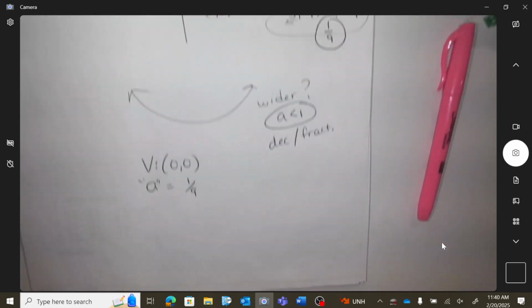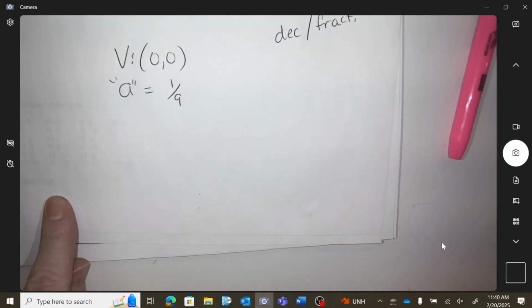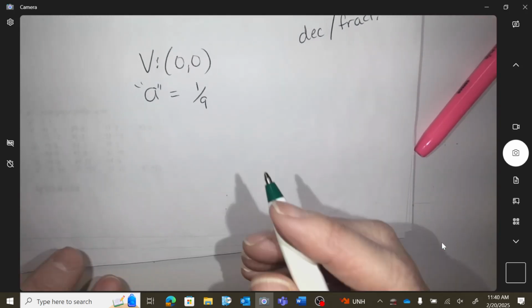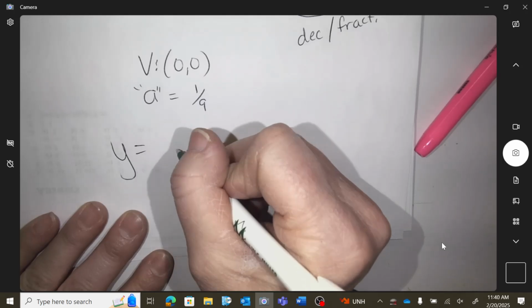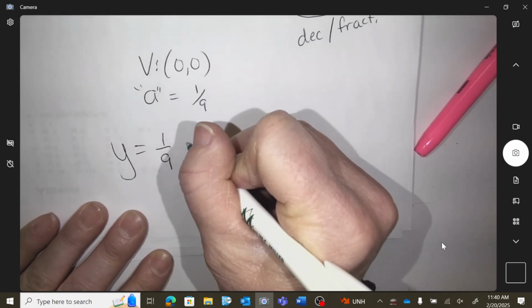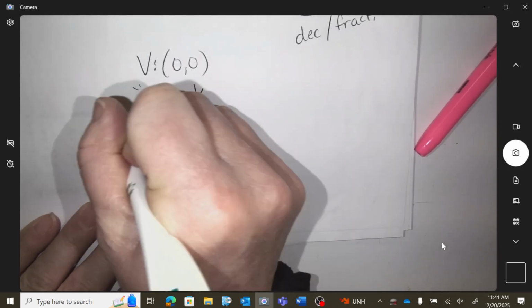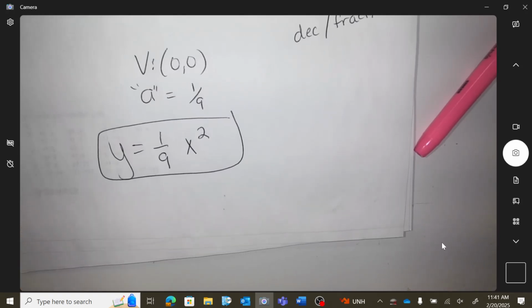How's your equation going to look? This is what you've now given me. You have vertex and an A. Y equals 1/9 x squared. Right? Because you're not going to put any number in the bracket and you're not going to put any number at the end. So you have 0 and a 0.